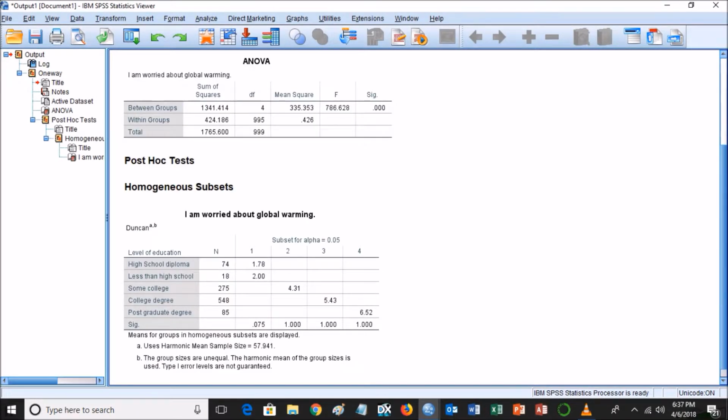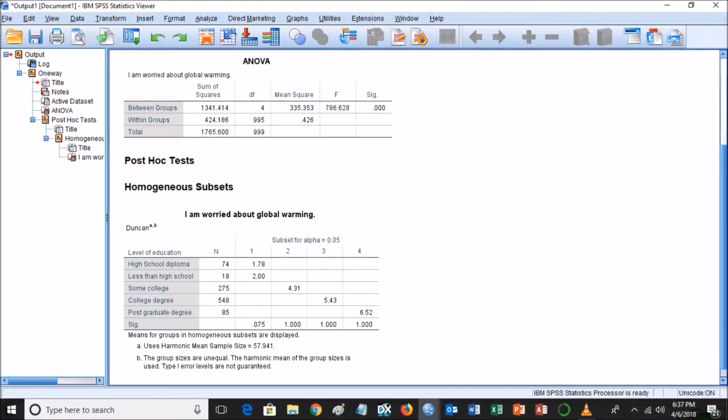And here's what we get when we run the analysis. We see that high school diploma and less than high school diploma group together, sort of low on the interest of global warming. And then as you get more and more education, there gets to be more and more concern about global warming, and postgraduates definitely having the highest level of concern.